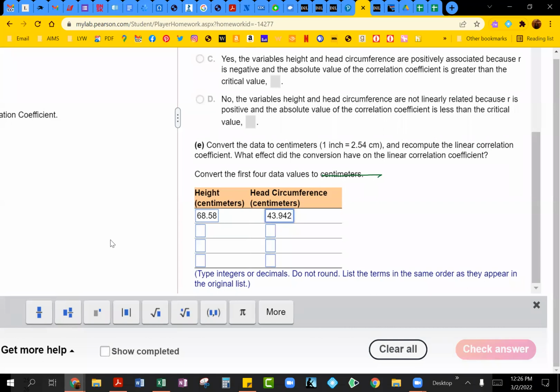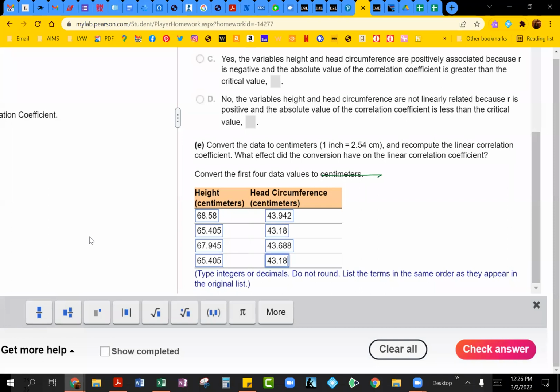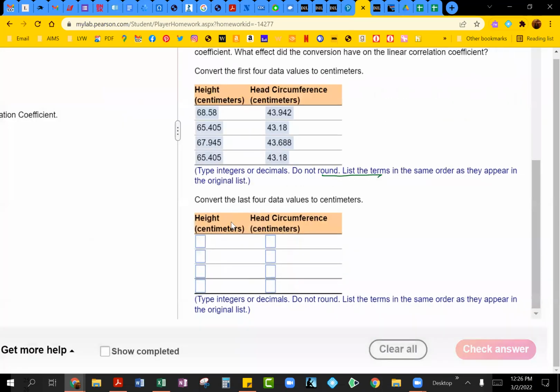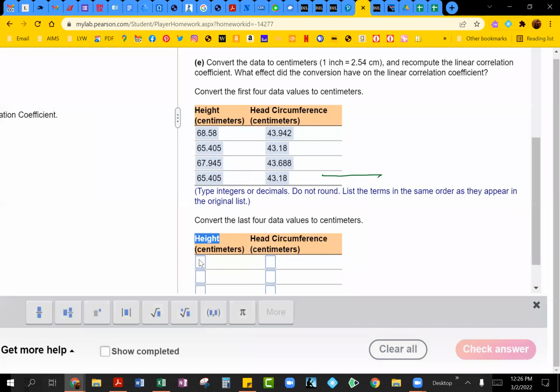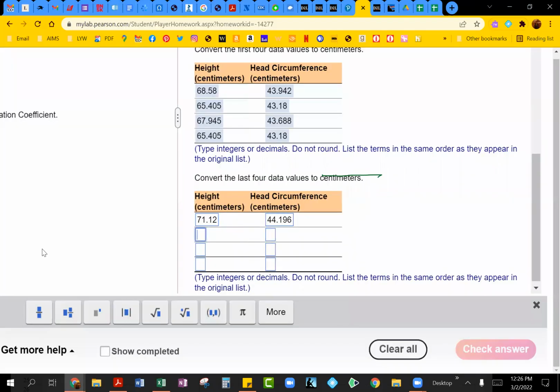So they want us to type integers or decimals. They're saying do not round your answer. Okay, let's see what happens. Okay, check that. That looks good. And they'll have you type the remaining 4. I'm not sure why they didn't just give you one big table with all the answers, but I guess in case you had any calculation errors, you wouldn't have to start over.